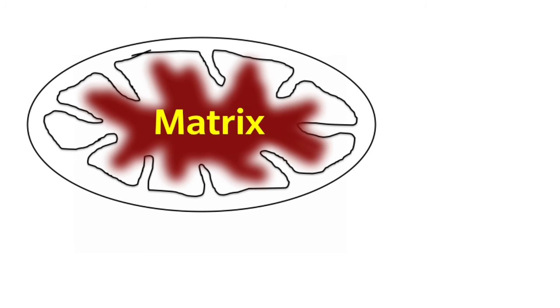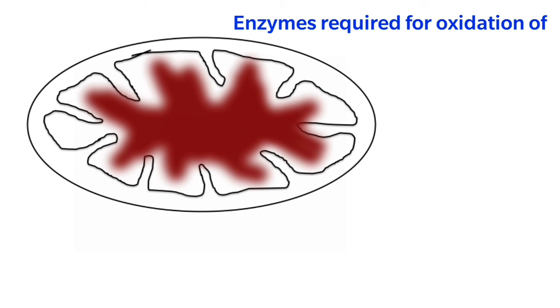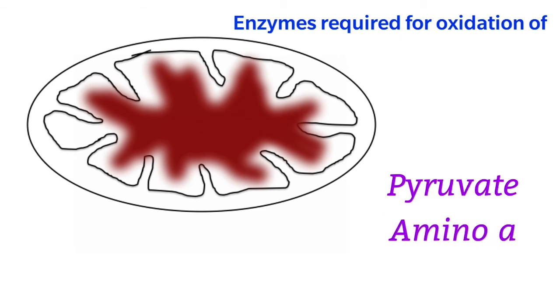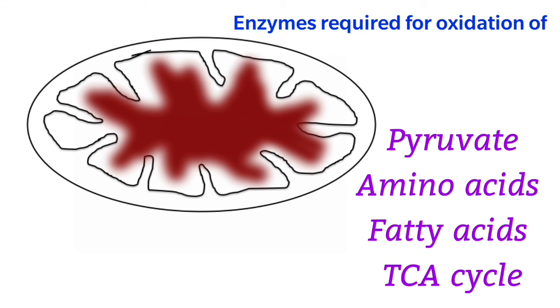Coming to matrix, the gel-like solution in the interior of the mitochondria is called the mitochondrial matrix. Matrix is rich in proteins. 50% of it is proteins. These molecules include enzymes which are responsible for the oxidation of pyruvate, amino acids, fatty acids, and the enzymes of the TCA cycle.